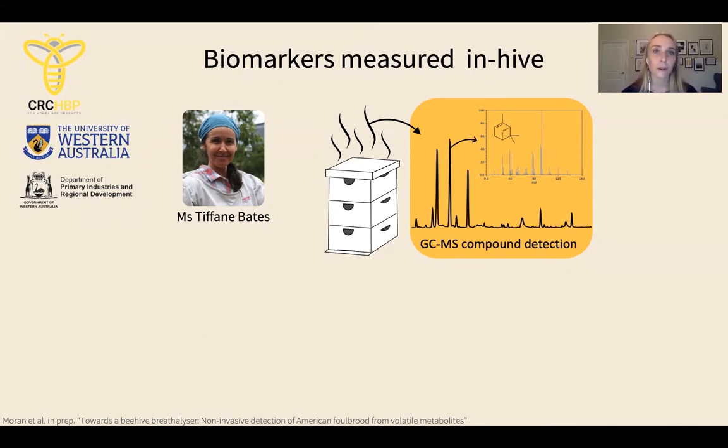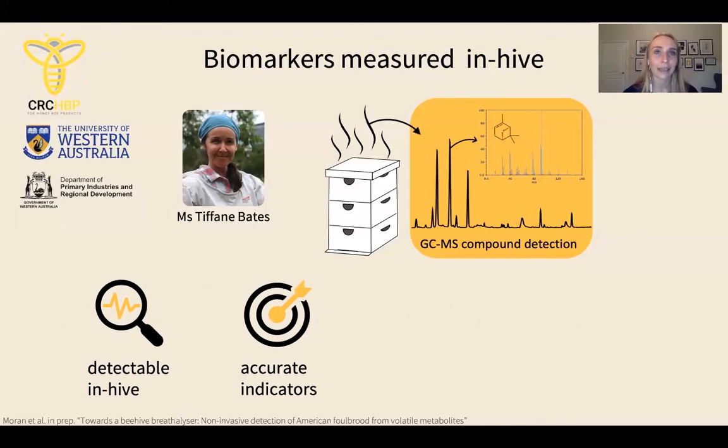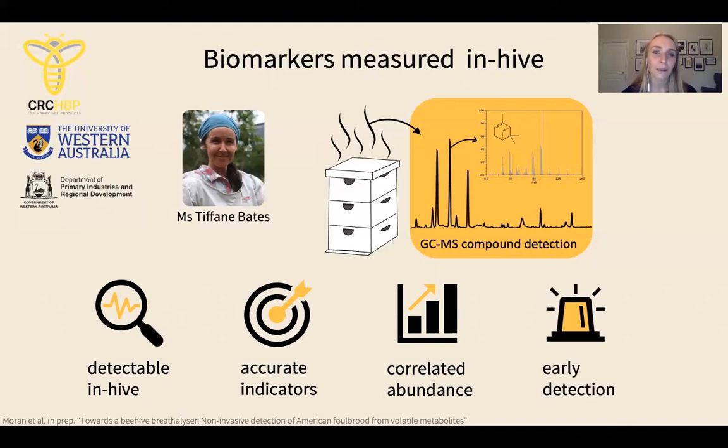This helped us to further narrow down our list of biomarkers, those that occur in high enough concentrations to be detected in the hive. We were really excited that a number of our compounds are detectable and only present when AFB is in the hive. We were also able to see a link between the abundance of some of these compounds and the level of AFB. But what I found really exciting is that we can pick up AFB really early. Some of the biomarkers were detectable when there was less than 5 infected brood in the whole hive.